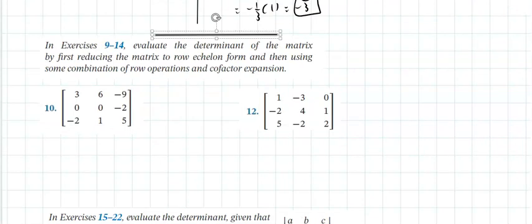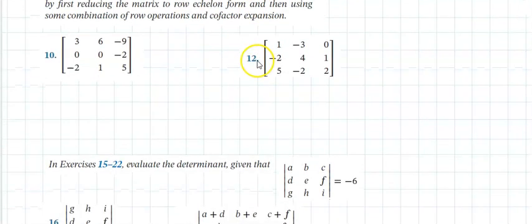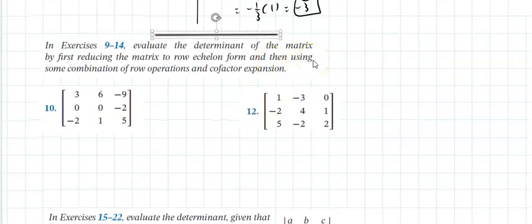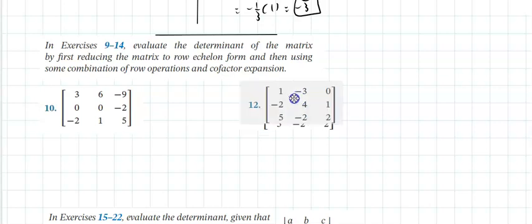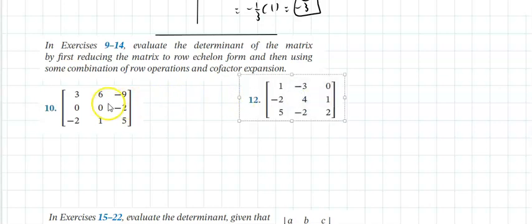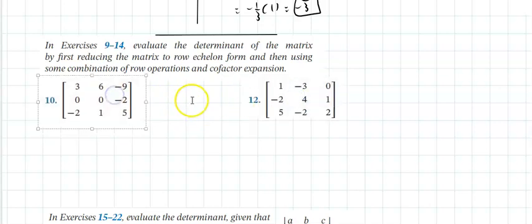Okay. Evaluate the determinant of the matrix by first reducing the matrix to row echelon form and then using any combination of row operations and cofactor expansions. Well, this is what we're going to do. We're going to really go for a triangular matrix. Let's see how that works. So first, I notice the top all have a 3. I'm going to take a 3 out of that, so take k out of that. So let's write it right.